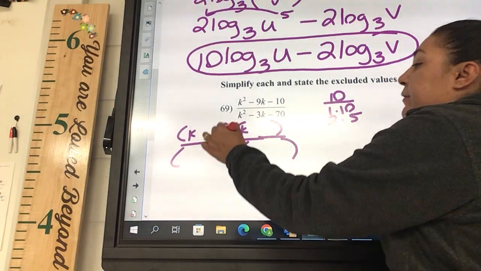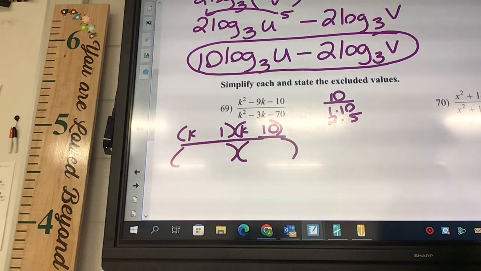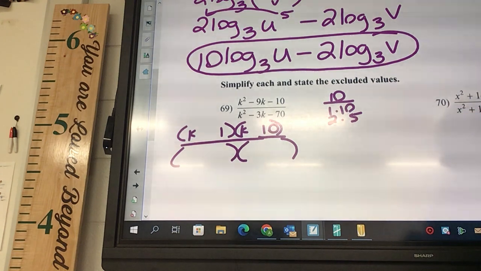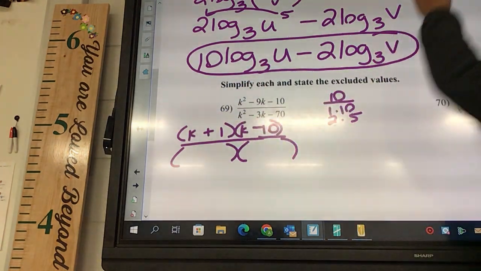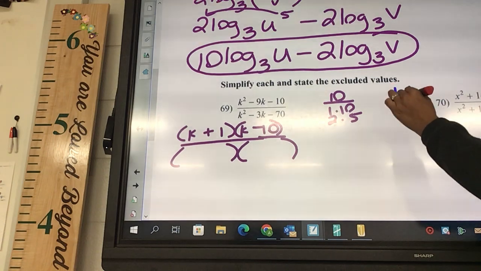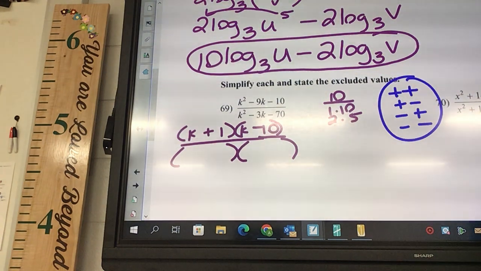What's going to give me a 9? 1 and 10, and I need a negative 9. How can I make that happen? How can I make a negative 9 happen? Plus minus. And somewhere in here, I would probably draw yourself the chart of the 4 options, so you have it. Okay, that's that chart.